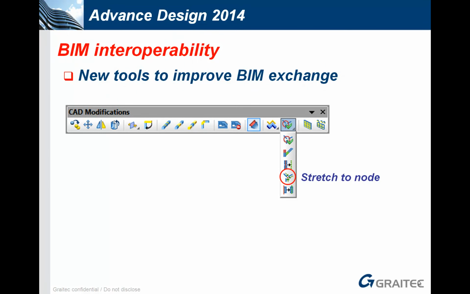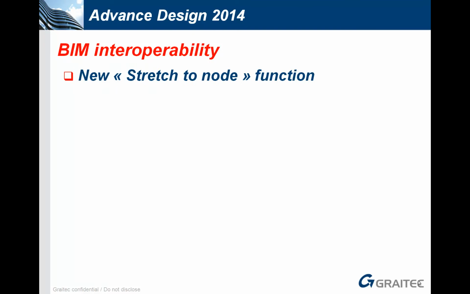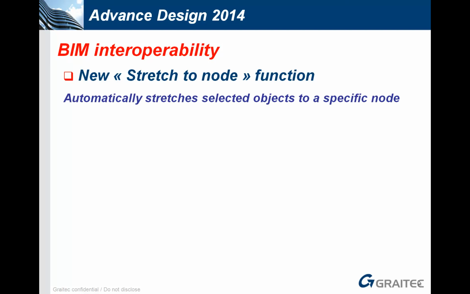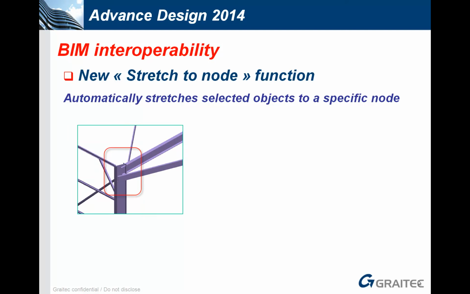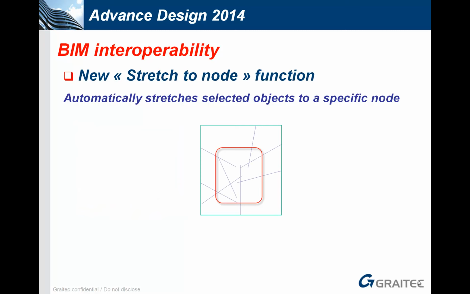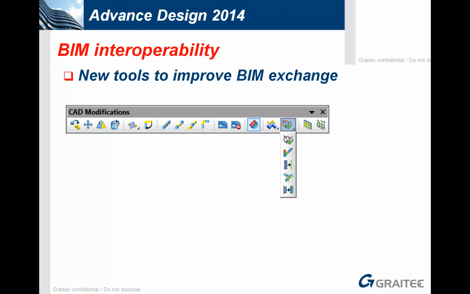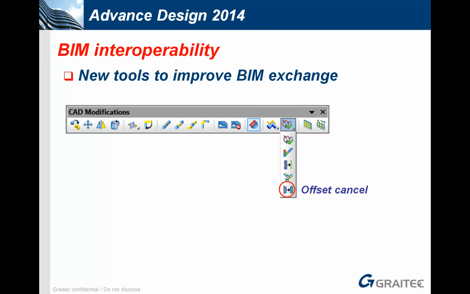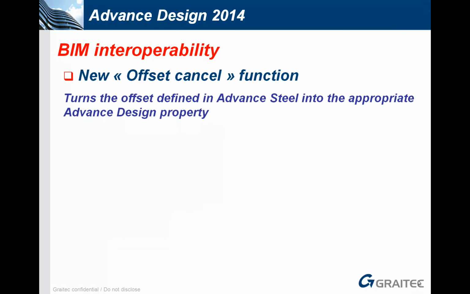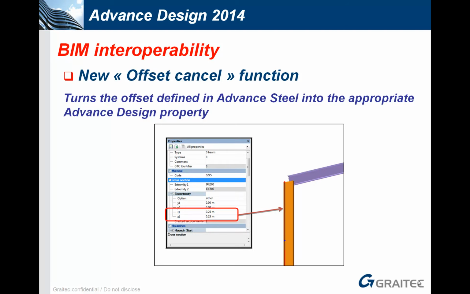Now the fourth icon is stretch to node function. So this is a powerful tool which will stretch element extremities and make sure they're connected to the closer node. Actually, it's using a new magnetism property on node. And then we have the offset cancel, which will simply turn an offset defined in Advanced Steel into the appropriate Advanced Design property.